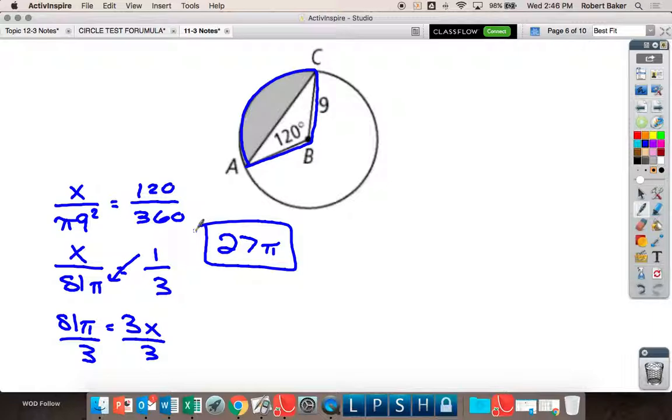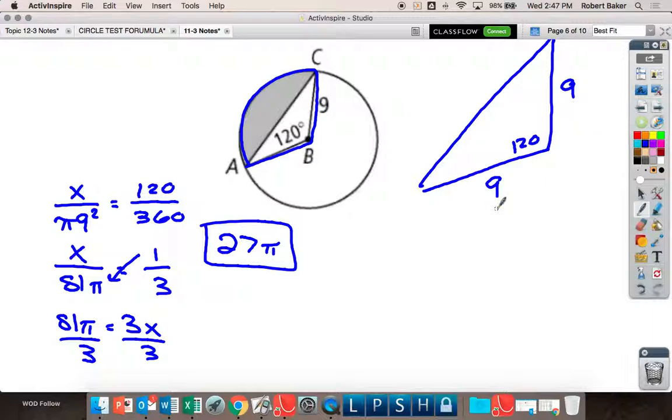Can I clear off some space here? I'm just going to write the answer. Now, here's where we're at. We've got to find the area of that triangle. Let me draw the triangle. There it is. We do know this side is 9. Why is that also 9? Because it's also the radius.